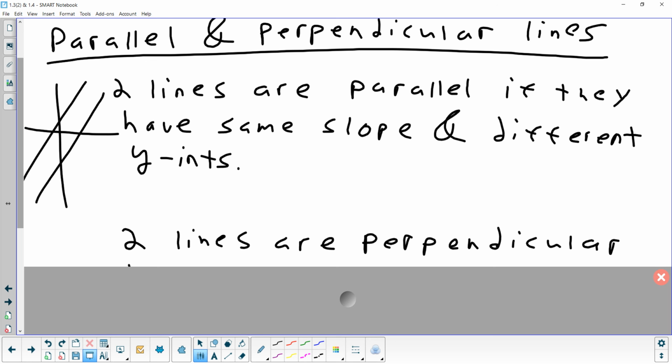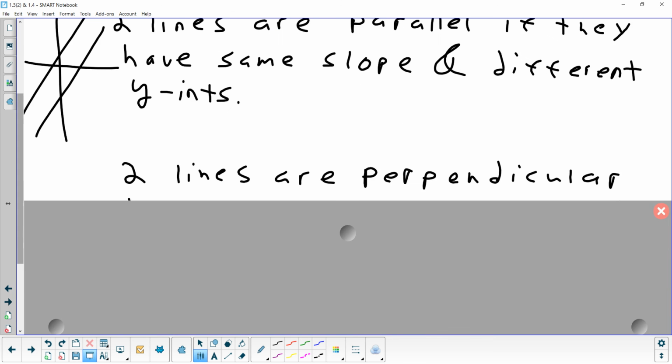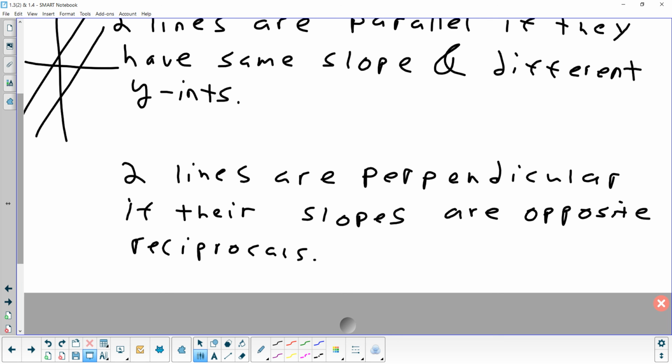And how about perpendicular? That one's a little tricky. Does anybody remember if two lines are perpendicular, what the slopes are? You need two words to explain it. Sarah? They are opposite. That's part of it. And Ethan? The reciprocal. Reciprocals. Yep. So an example of opposite reciprocals. What's the opposite reciprocal of 2/3? Negative 3 over 2, -3/2. Good.